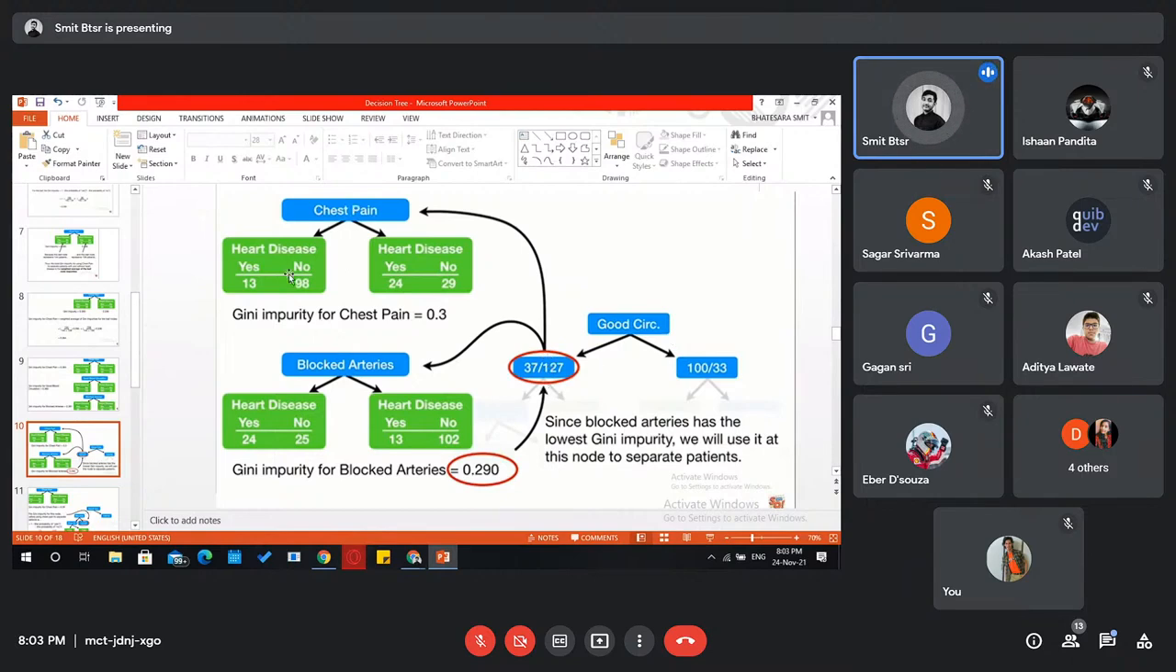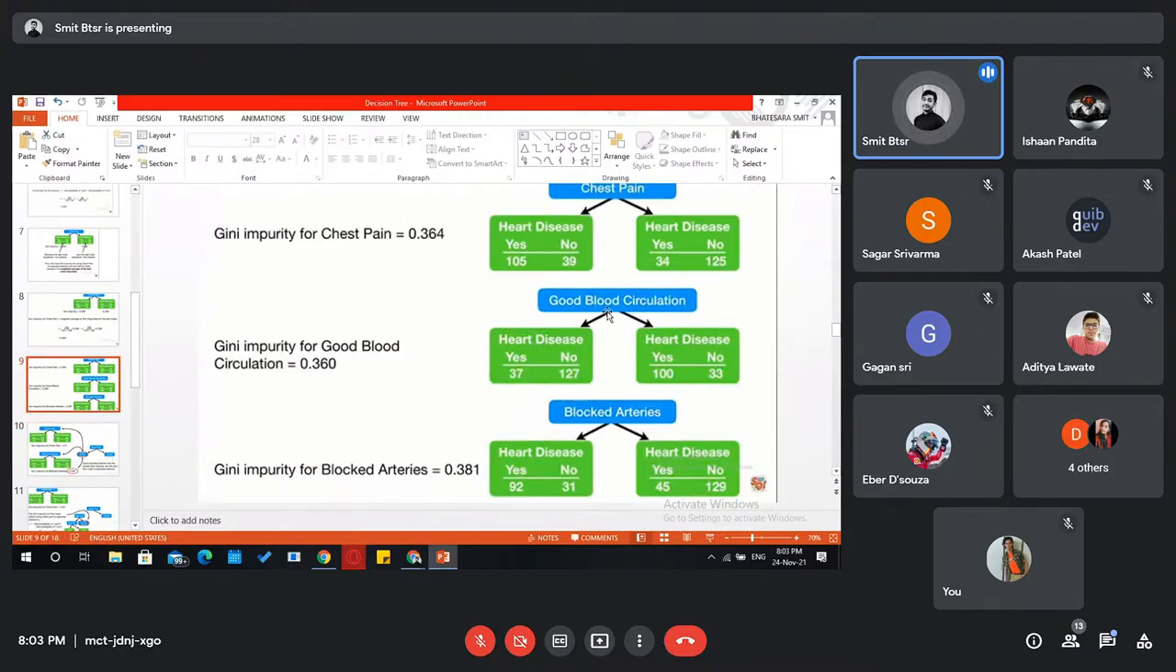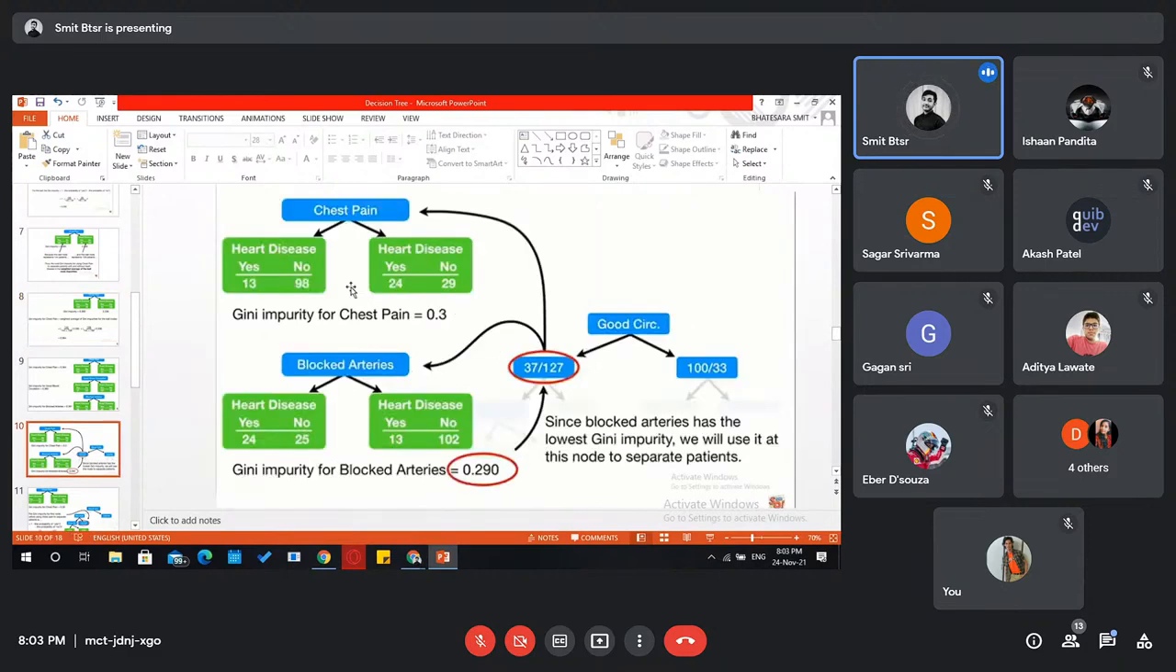We have two nodes, right, for each. So as we have seen here, when we ask about blood circulation, if there is good blood circulation, then this one node will be converted into this: then it would be blocked artery, and then there would be chest pain. But if there is no good circulation, then here as well there is another node containing no good circulation, and then we have to find what happens when there is chest pain and what happens when there are blocked arteries. So similarly we will find this relationship and impurity in all of them.